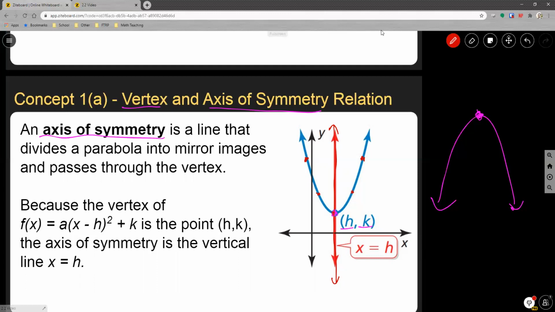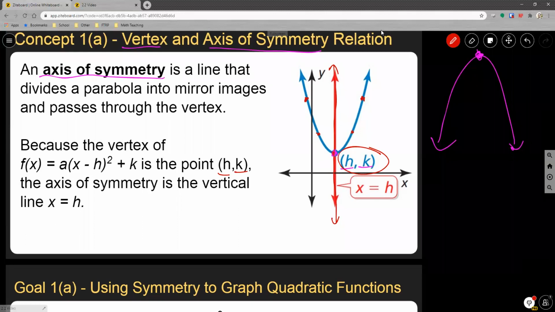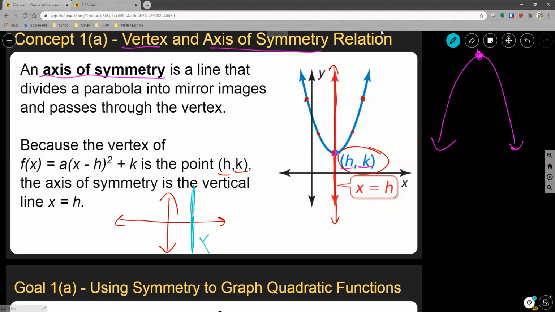So for the vertex of any parabola in the form f of x equals a times x minus h squared plus k, since that vertex is at the point h comma k, which we talked about right here, the axis of symmetry is the vertical line x equals h. In other words, the axis of symmetry has the equation x equals h. Let's say this is my line that's going to be cutting through my parabola. It has the equation x equals h.